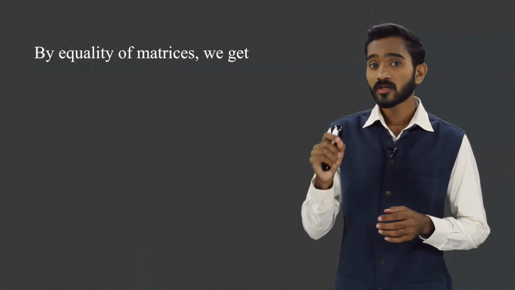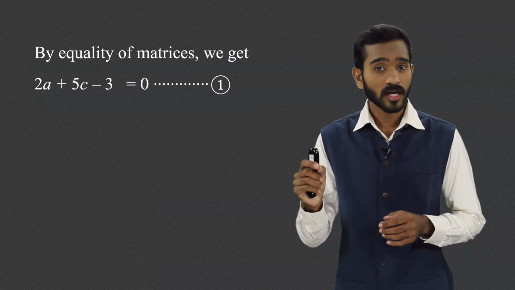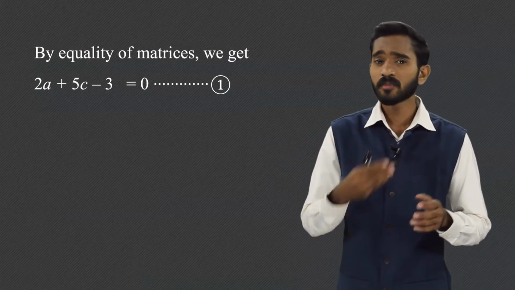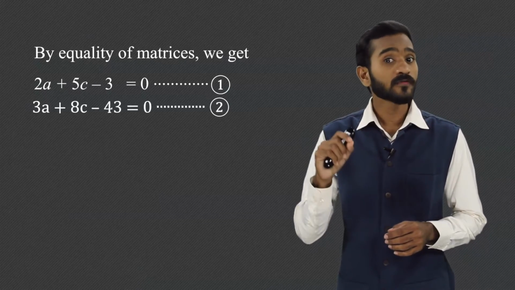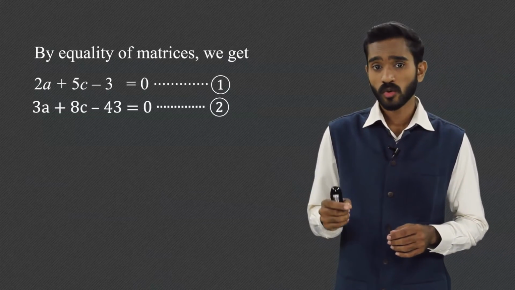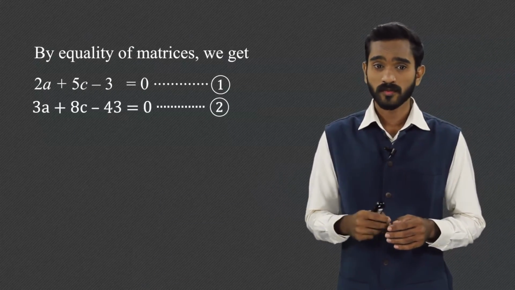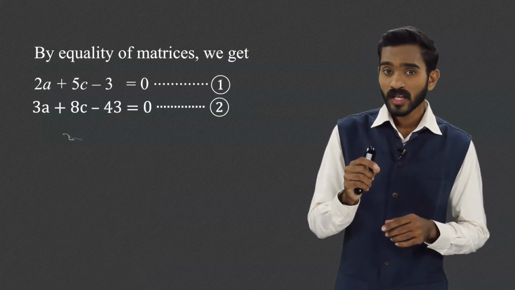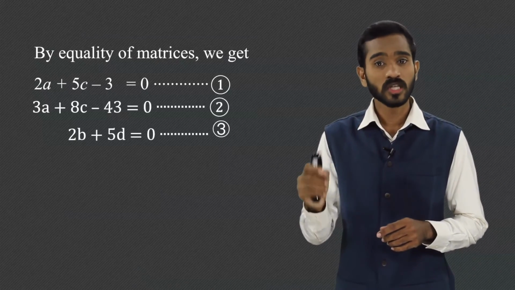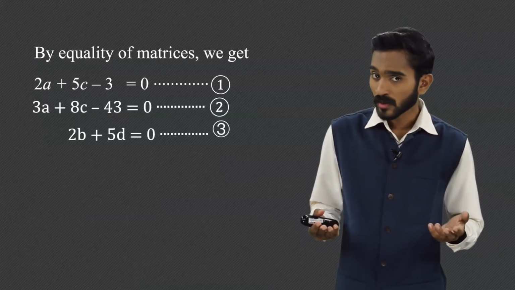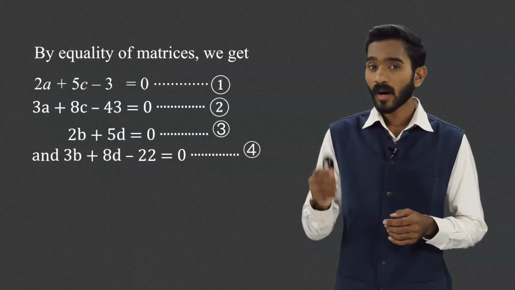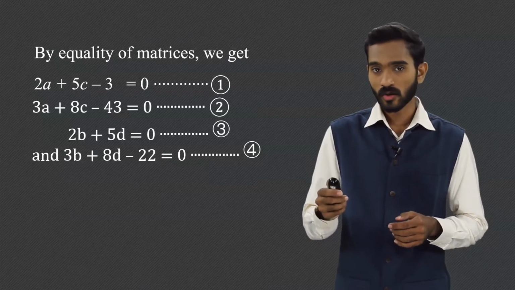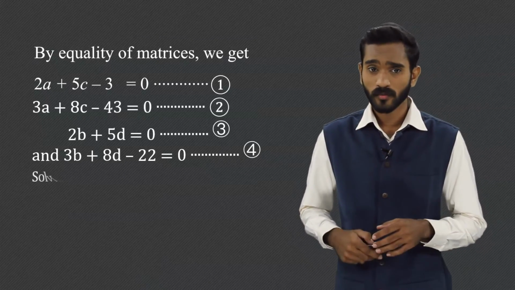By the equality of matrices, we get 2a plus 5c minus 3 is equal to 0. Let that be equation 1. 3a plus 8c minus 43 is equal to 0, and let that be equation 2. Also, 2b plus 5d is equal to 0. Let that be equation 3. And the last equation, 3b plus 8d minus 22 is equal to 0, and let that be equation 4.